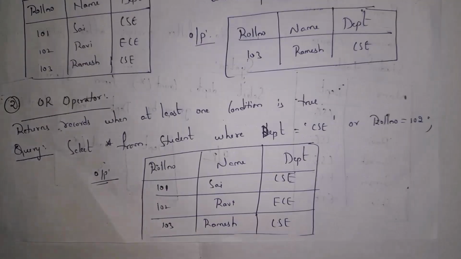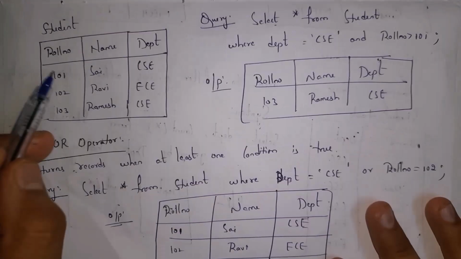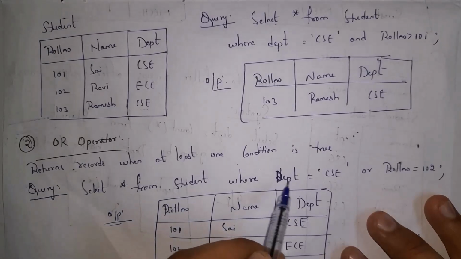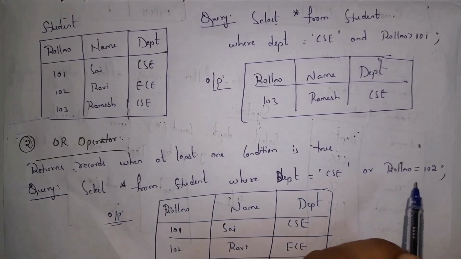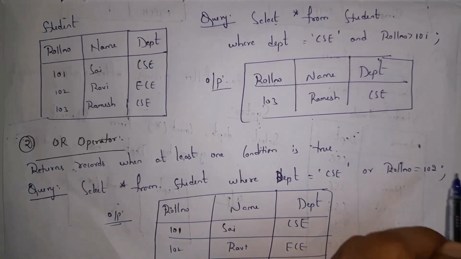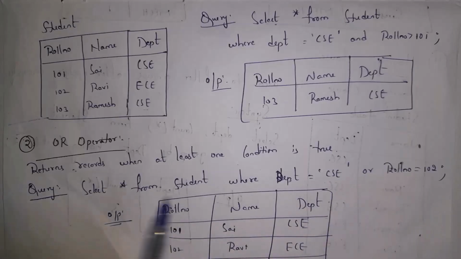And the second one is the OR operator. The OR operator returns records when at least one condition is satisfied. Out of all the conditions, if any single condition is true, I'll get output. For the same table, I will apply a query like SELECT * FROM student WHERE department is equal to CSC OR roll number is equal to 102. Guys, 102 is an integer, so no need of including quotations. With a semicolon. Whenever I execute this query, I'll get output.